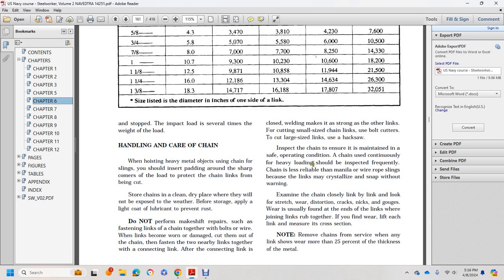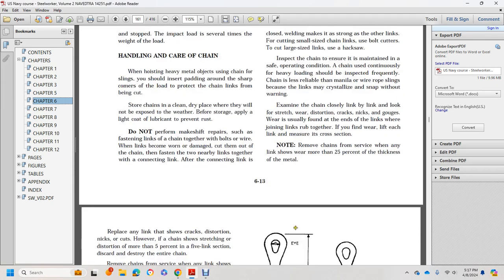A chain under continuous heavy loading needs to be inspected frequently. Chains are less reliable than manila or wire rope slings because the links may crystallize and snap without warning. Examine the chain closely, link by link, for stress, wear, distortion, cracks, nicks, and gaps, usually found at the ends of the links, wherever the joining links were fastened together. If you find any wear, lift each link and measure it in cross section. Remove the chain from service when any of the links show wear of more than 25% of the thickness of the metal.